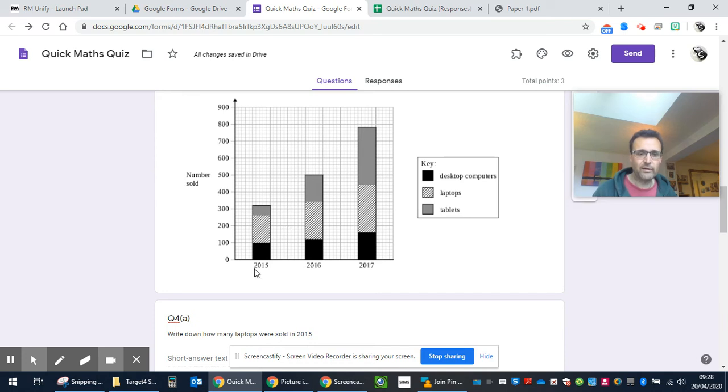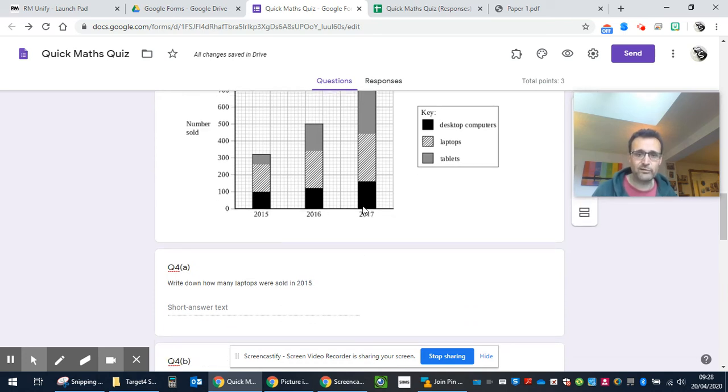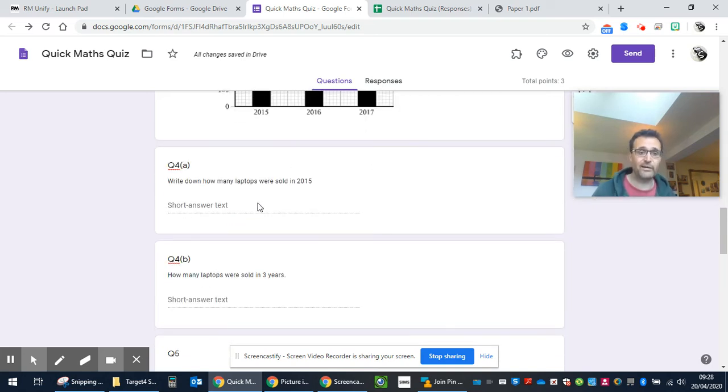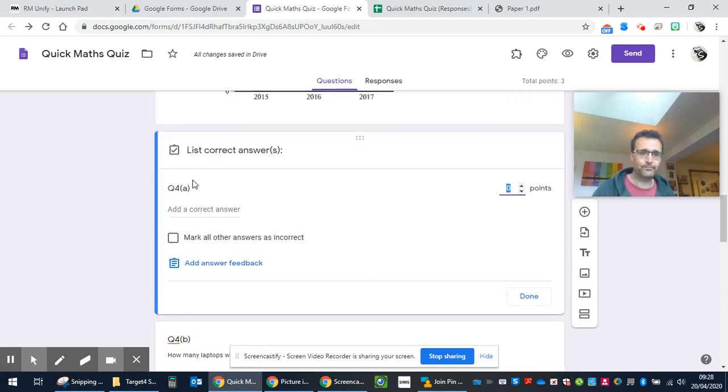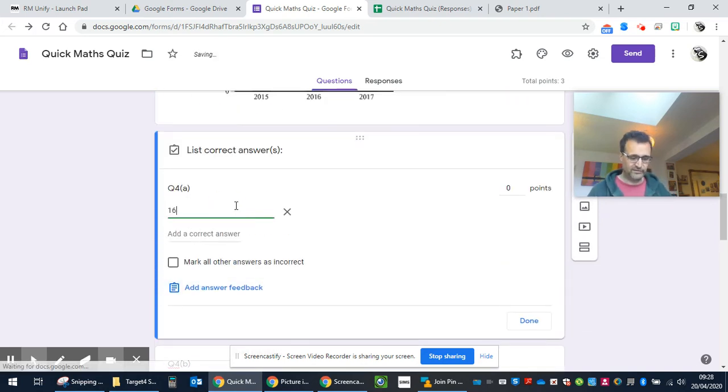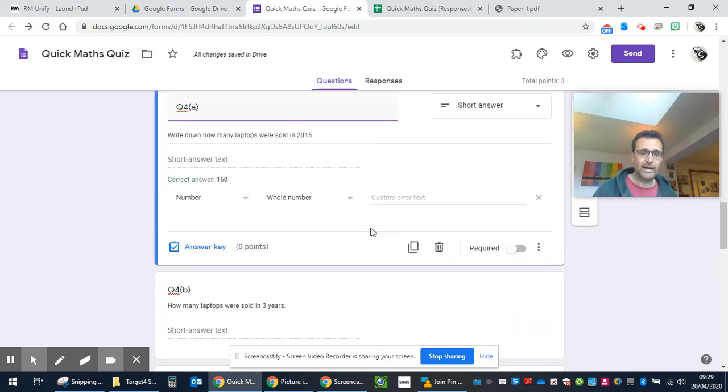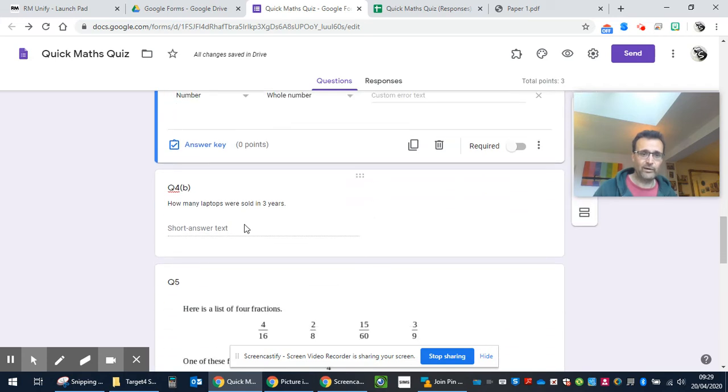A bit trickier, this one. So 4A, how many laptops were sold in 2015? Laptops is the grey one. It goes from 100 to 260. So the answer is 160. Click here, answer key, 160. I might give them a little bit of leeway. No, I'm not. I'm just going to say everything else is wrong because you can read that quite clearly from the graph. Done.